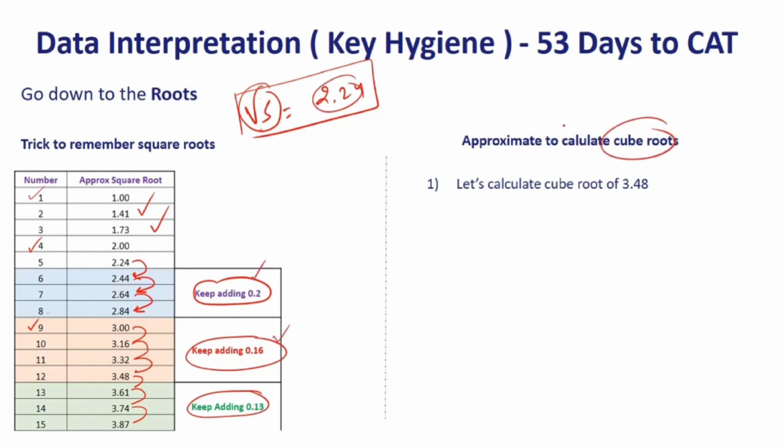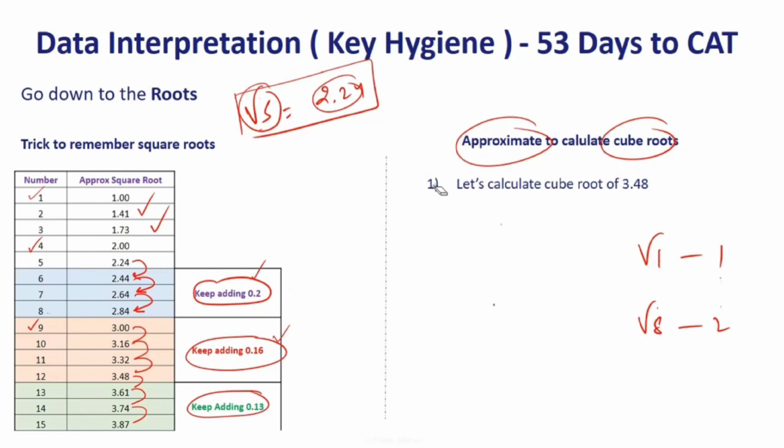Talking about cube roots, I never remembered cube roots, but I can calculate cube roots approximately. So let's try and calculate the cube root of 3.48. The first thing that comes to my mind is, what is the cube that I know closest to this number? I know 1 cube is 1. I know 2 cube is 8. Cube root of 1 is 1 and cube root of 8 is 2. So the cube root of a number between 1 and 8 must lie between 1 and 2.